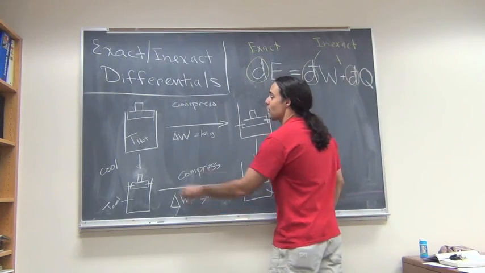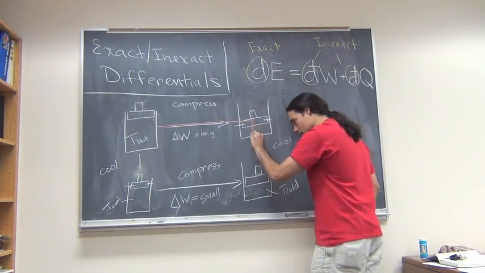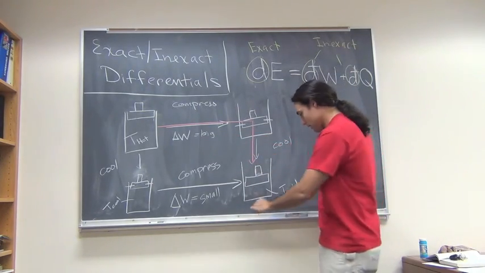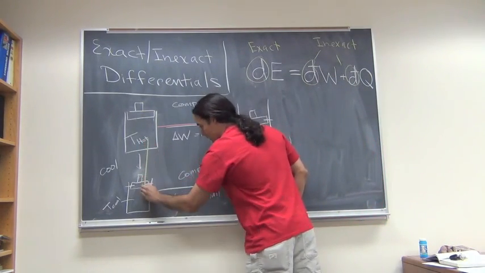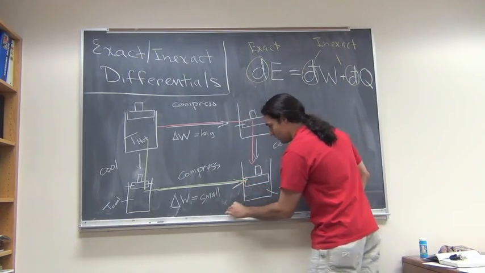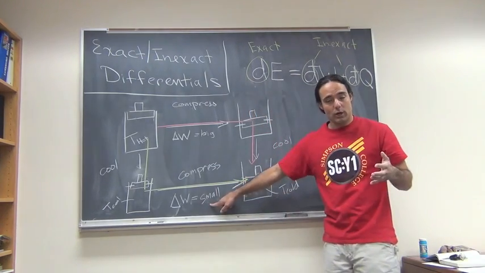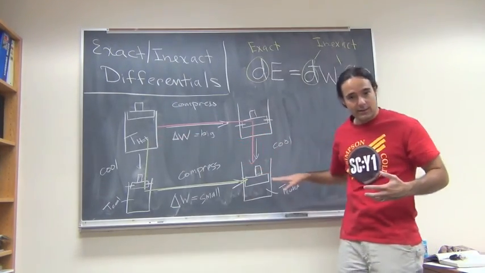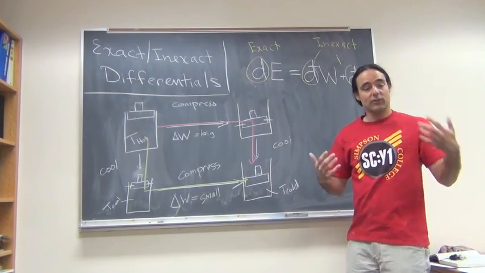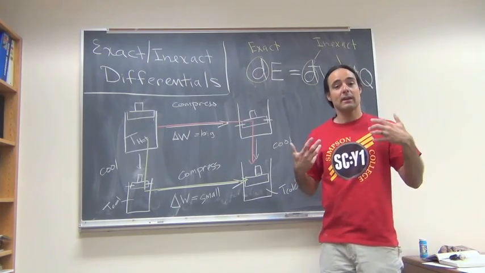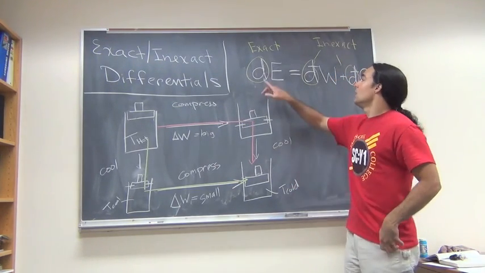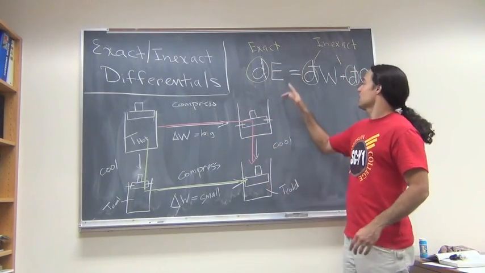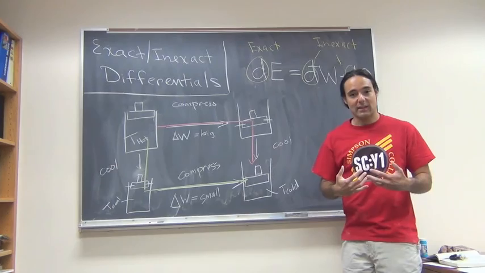So if I were to try to take this path, I do a lot of work. If I were to try to take this path, I do a small amount of work. I still get the same change in energy. I've still gone from state A to state B. The only difference is the amount of work I've done. So that's what it means to be an inexact differential. An exact differential, we still get the same change in energy. Inexact, it depends on what path I take.